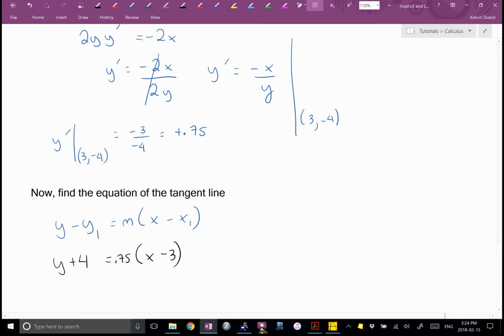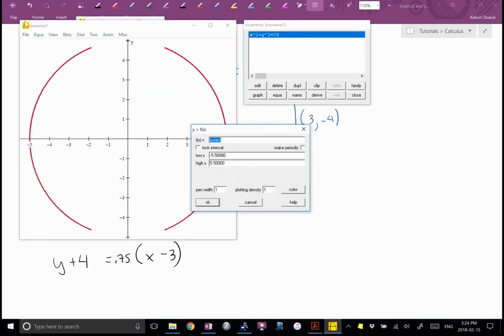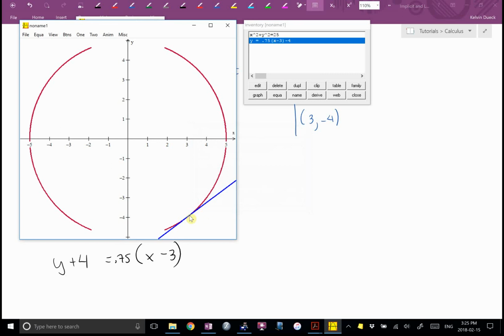Let's find out. We're going to graph this one here, too. So y equals 0.75 bracket x minus 3, close bracket, minus 4. I'll get the y by itself for the software. This big pen width. 3, negative 4. That sure looks like it.